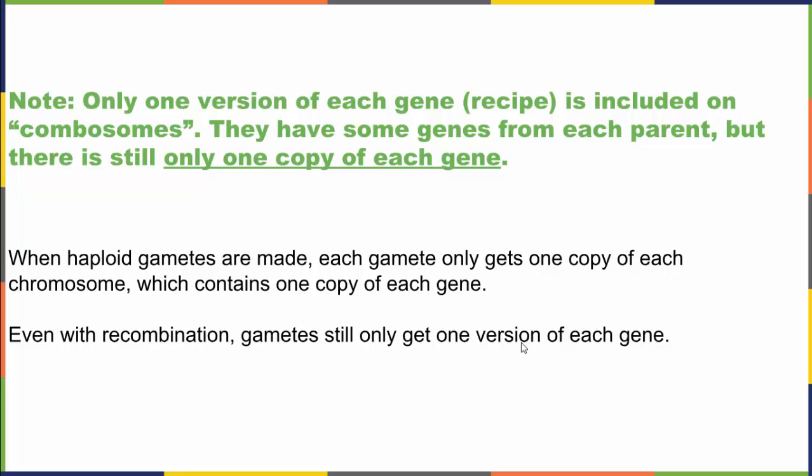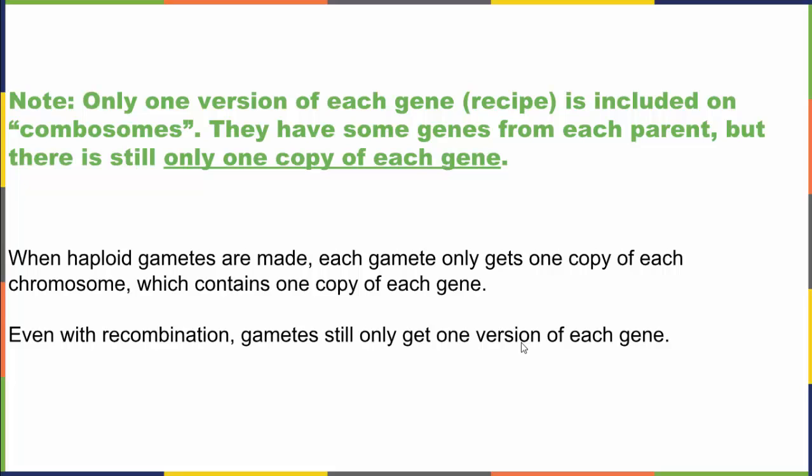Important to remember, though, only one version of each gene is included on a combosome. So you're still only passing along one copy of hair color, for example, either brown or blonde. So even though chromosome 1 that gets passed along in a gamete is going to be a combination of recipes that came from the mother and recipes from the father, there still is only one copy of each recipe. So if your father gave you brown hair and your mother gave you blonde hair, you can still only give one of those in each gamete.